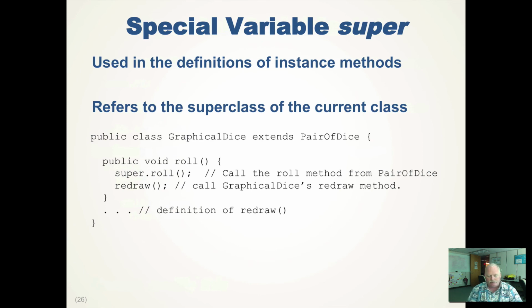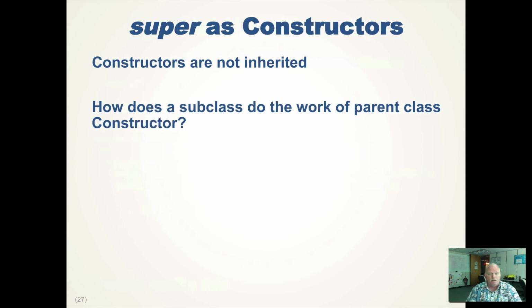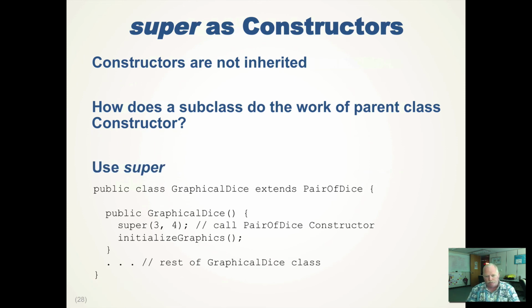So in order to gain access to our parent class's methods, we use the keyword super. We can call any of the parent class's methods by calling super.methodName. We also want to be able to do the work of a parent class constructor, but constructors are not inherited because they're just the description of how to build the object. So that's part of the class and not part of the subclass. So how do we call the parent class constructor? We use, again, the keyword super, but we're going to use it as a method.